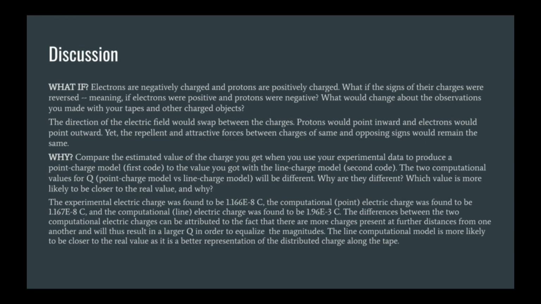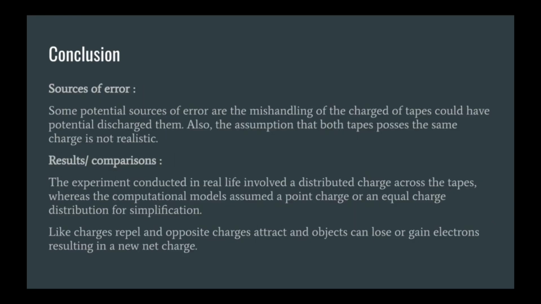Next, we are asked to compare our Q value for each computational model and our experimentally calculated value. And we find that the point charge model and the line model are drastically different. The differences between the two computational electric charges can be attributed to the fact that there are more charges present at further distances from one another and will thus result in a larger Q for the line model in order to equalize the magnitudes. The line computational model is more likely to be closer to the real value as it is a better representation of the distributed charge along the tape.